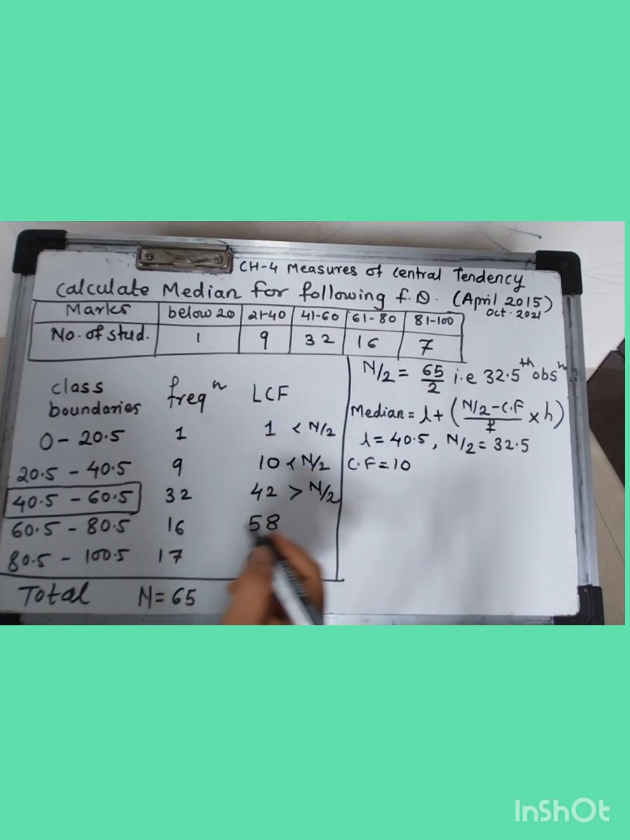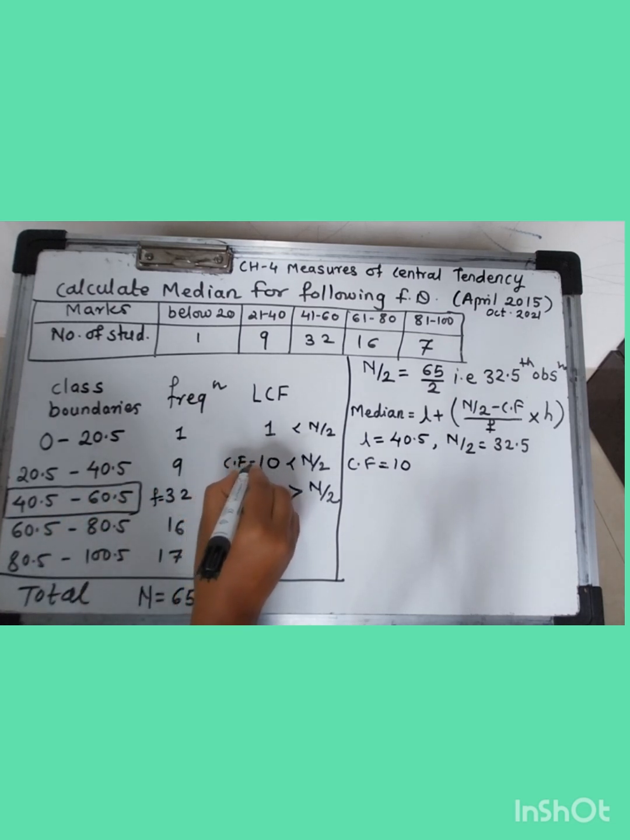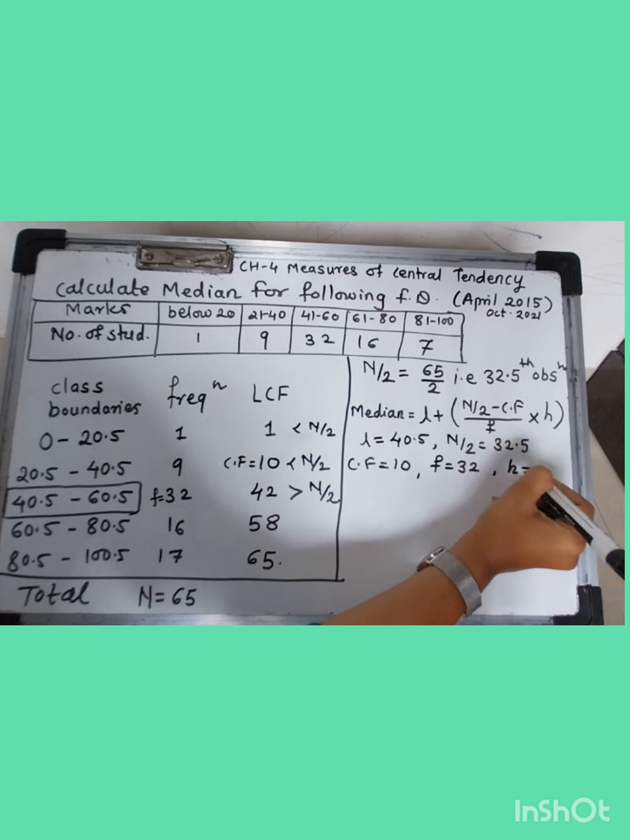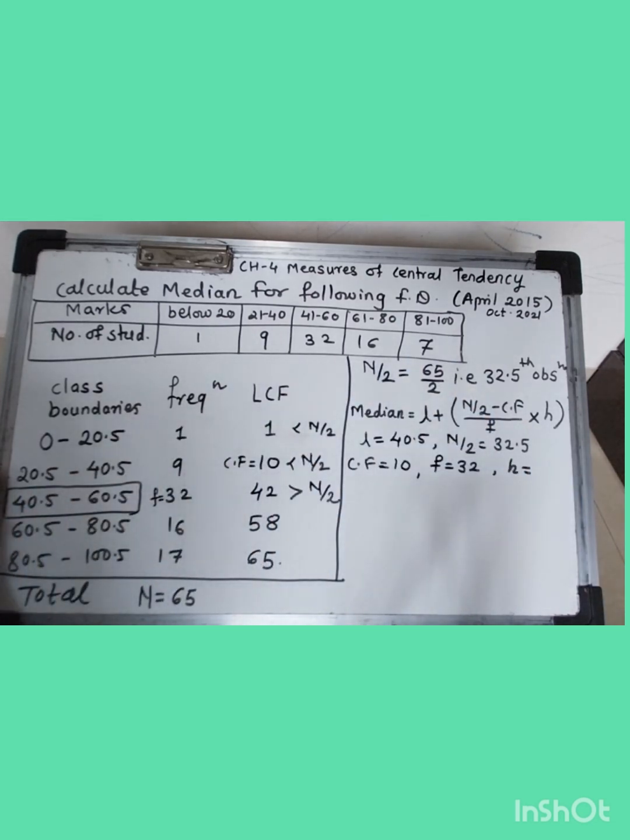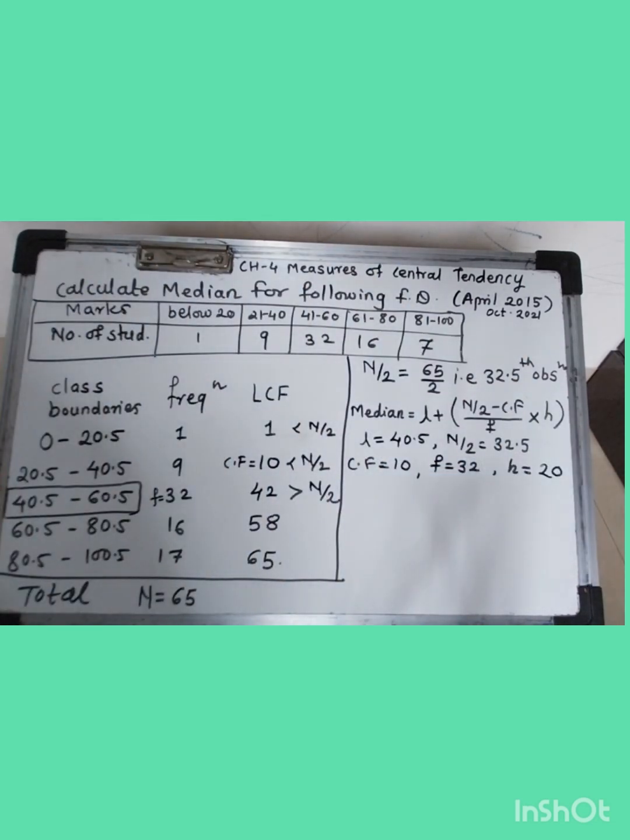Okay. Now, F is the frequency of the median class. See, this is the F, the median class frequency. This is CF. So F is 32. And what is H? H is the difference between two successive lower limits. What is the difference? Here 20, here 20, here 20. 80 minus 60, 20. So H is 20 here. Okay. Now put all the values in the formula and find out the median.